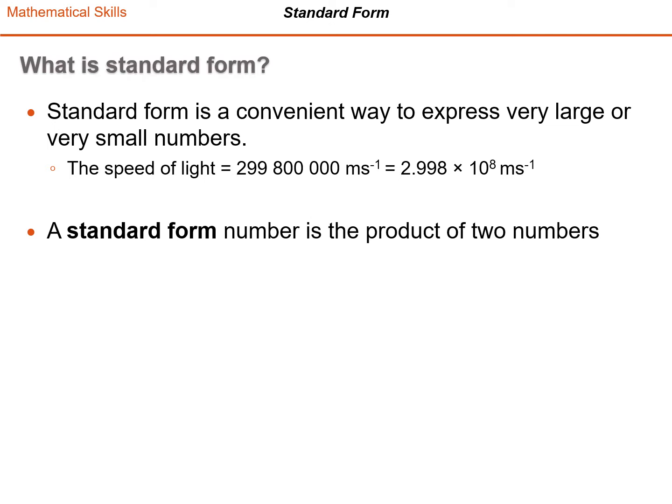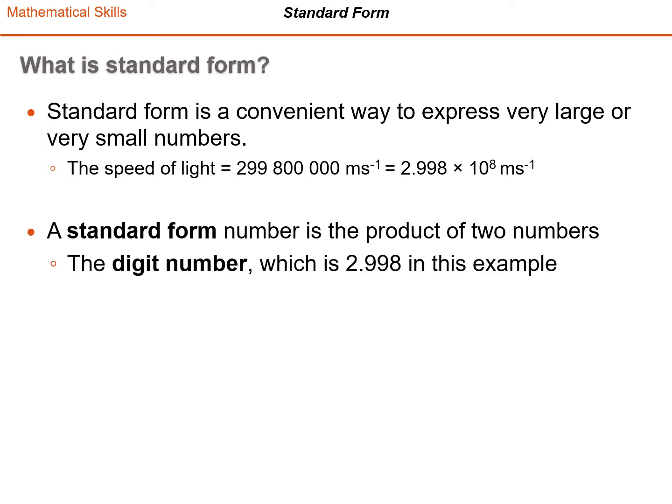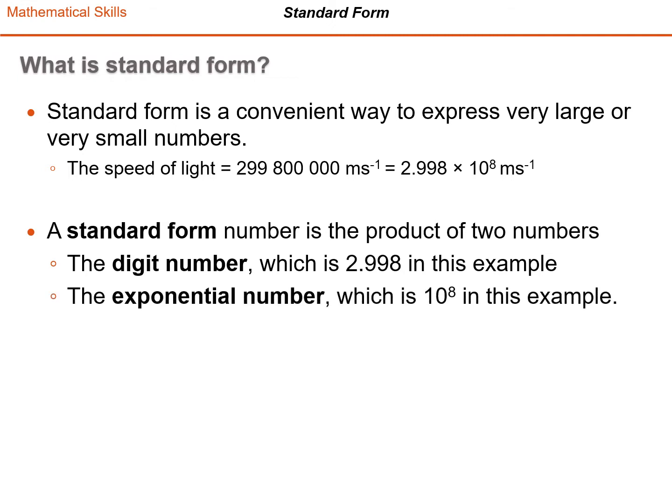So a standard form number is actually the product of two numbers. The first part of it is called the digit number. In the example above, that's 2.998. That is always a number between 0 and 9.99 or so. The second part of a standard form number is called the exponential number, which in this example is 10 to the power of 8. So this is a number where we have 10 raised to a certain power.